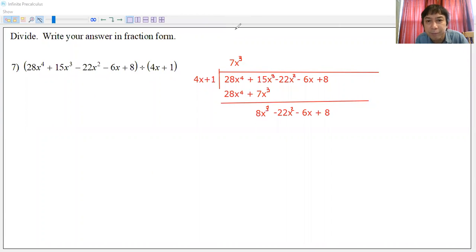So we continue now with the next. It's divide again. 8x cubed and then 4x. We can still continue. That's degree 3. So we will have 2x squared. That will be a positive 2x squared. So we'll have a squared here.